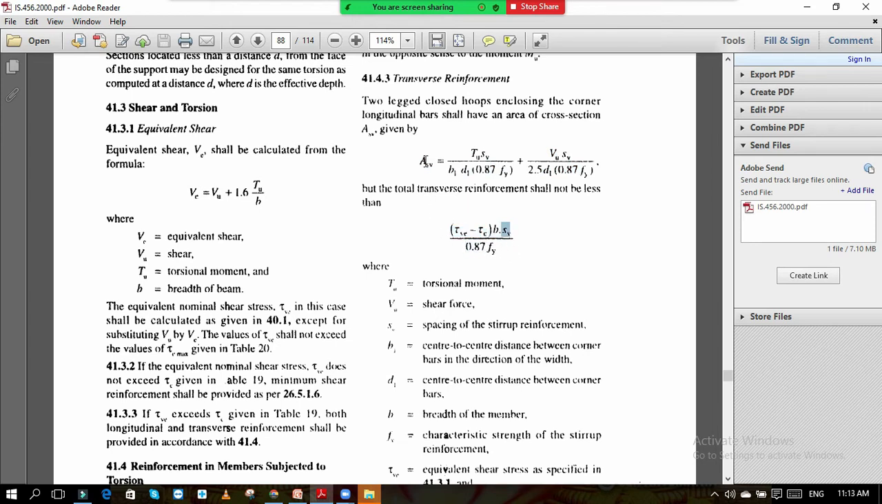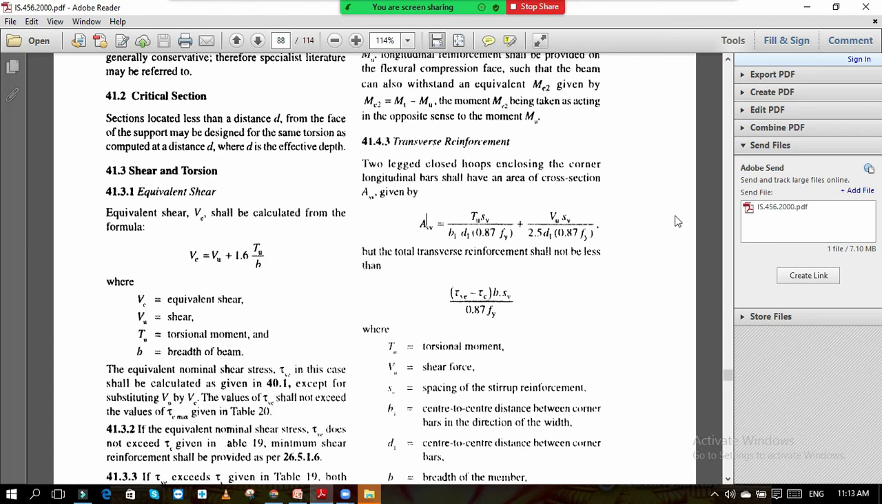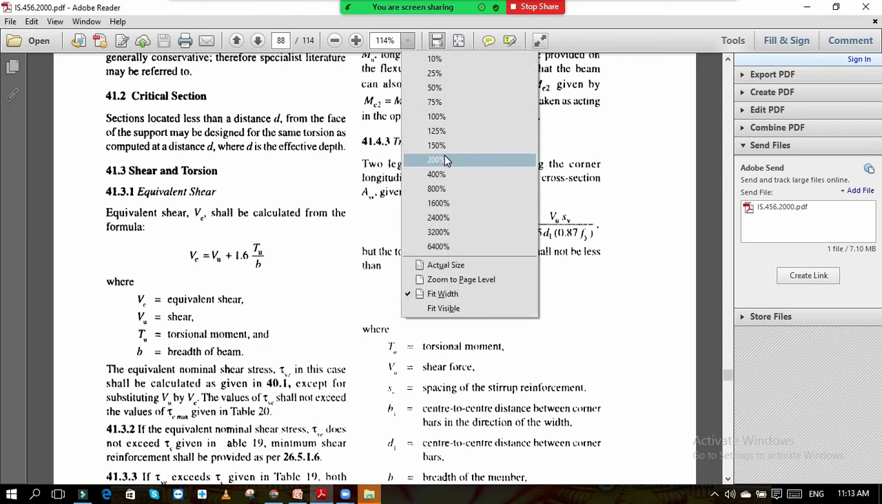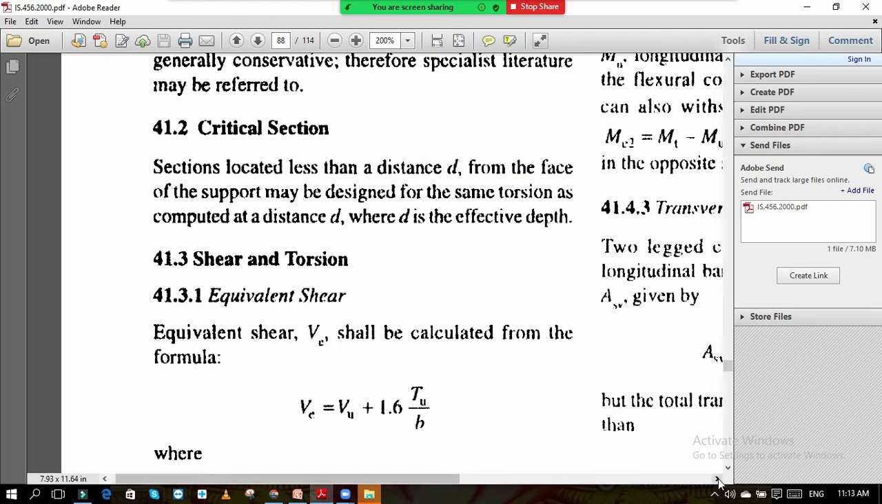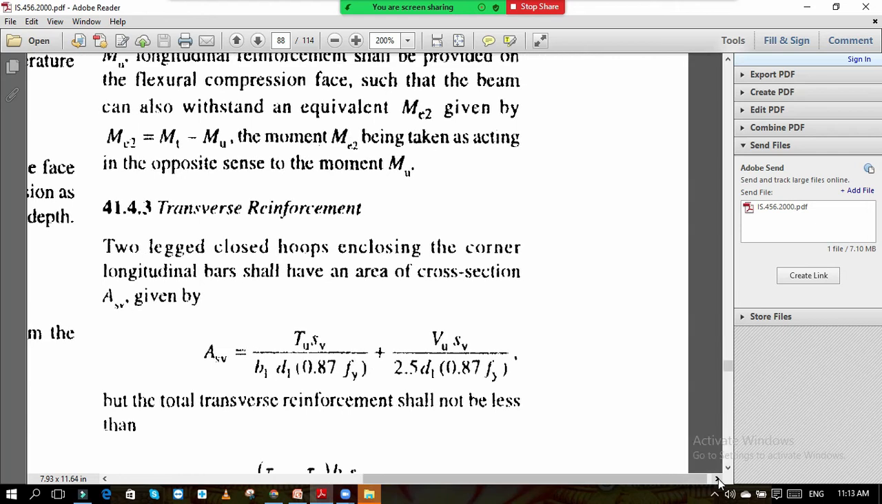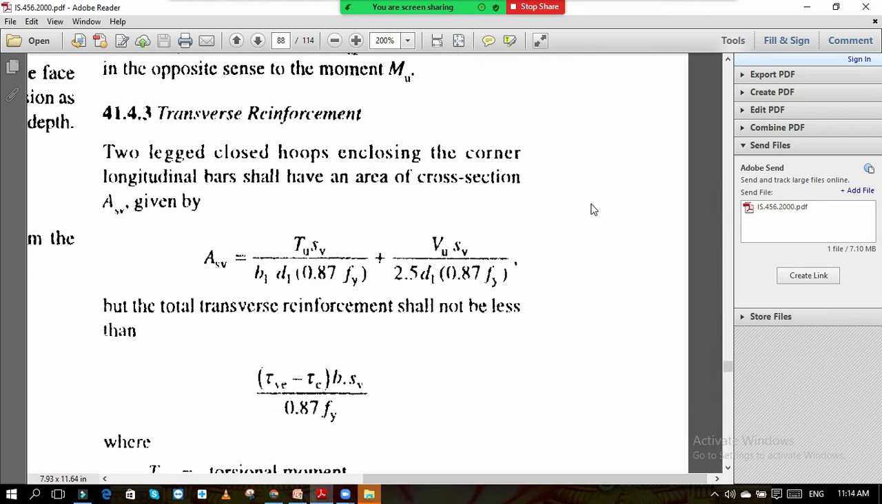Okay, so this is, you can see, two-legged stirrups. Okay, when the longitudinal bars shall have an area crossover ASB given by. So this is the formula. So in this formula, if you carefully observe, you will see the term. So now I am not able to zoom it. See if I can zoom it. Okay. So now here in this formula, you can see the terms. If you observe carefully, this is the transverse reinforcement.